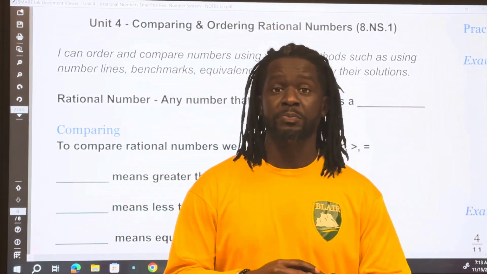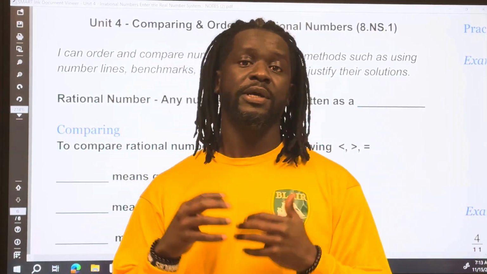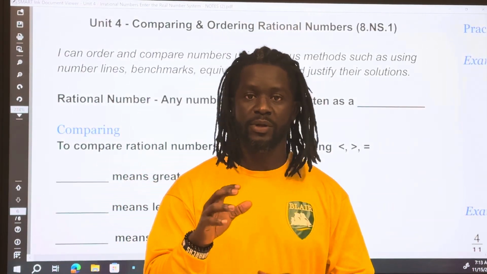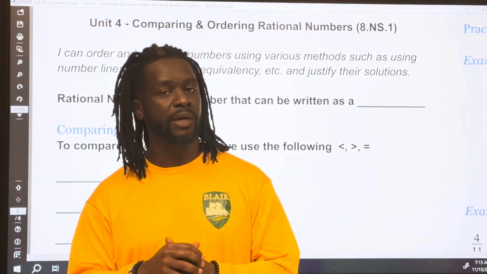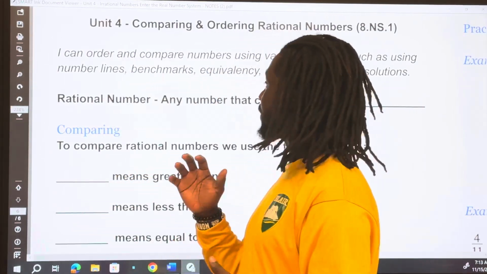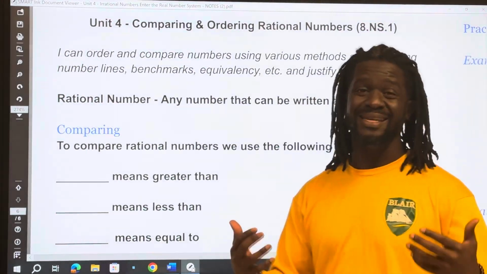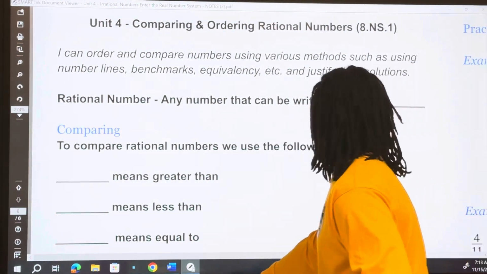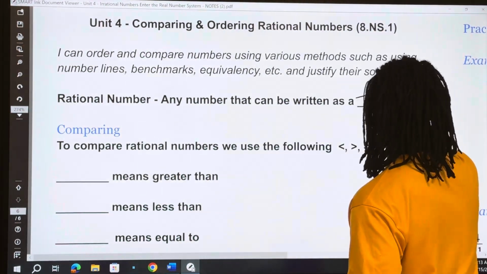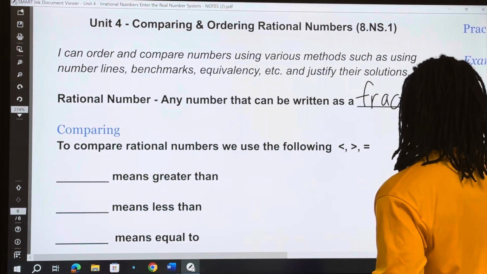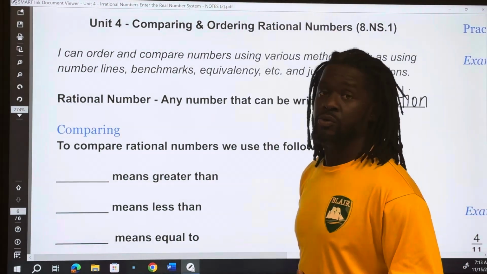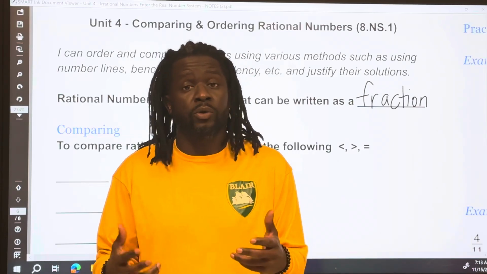We are going to be finishing up this unit by looking at comparing and ordering rational numbers, all right? And so, really quickly, just to talk about rational numbers. Rational numbers are any numbers that can be written as a simple fraction, okay? So those are rational numbers, and we are going to be comparing.